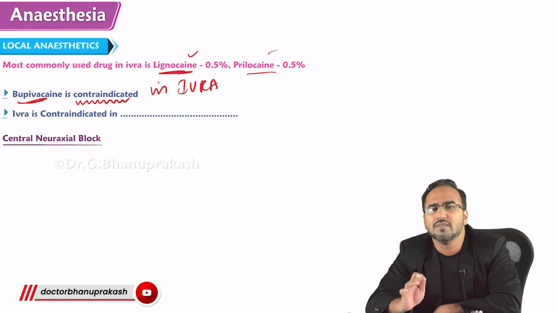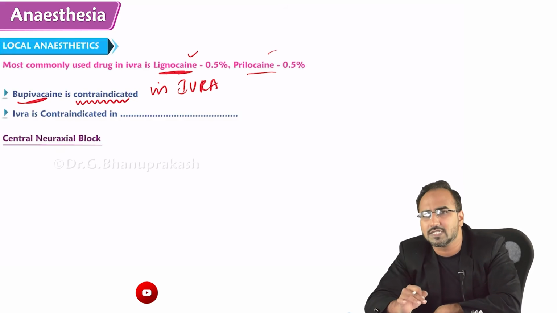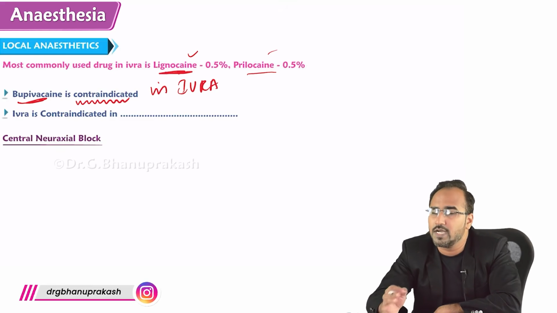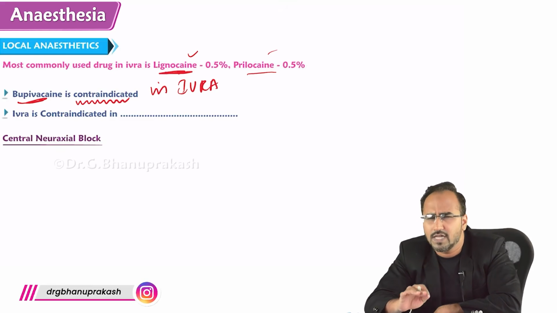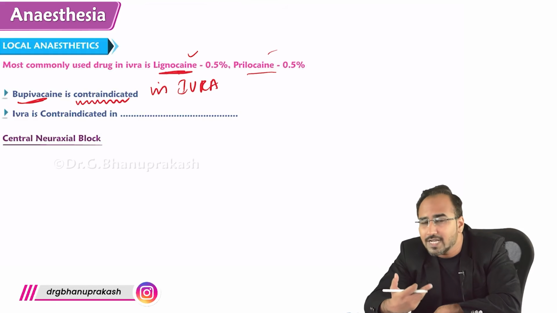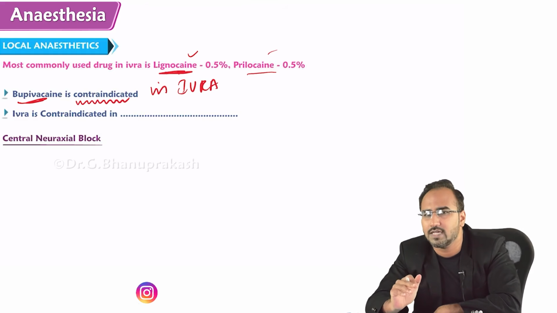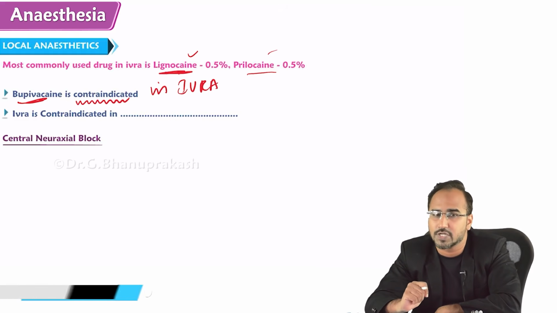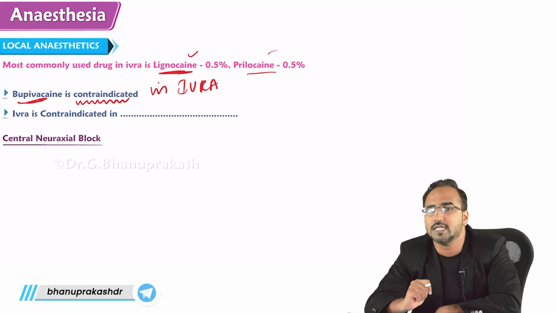The moment bupivacaine enters the systemic circulation, the patient will develop cardiotoxic effects of it. And you know, bupivacaine-induced cardiotoxicity is very, very difficult to manage. Even though we have an antidote against bupivacaine, what is the drug? It is intralipid solution. How much percentage? That is also important. 20% intralipid solution is used.